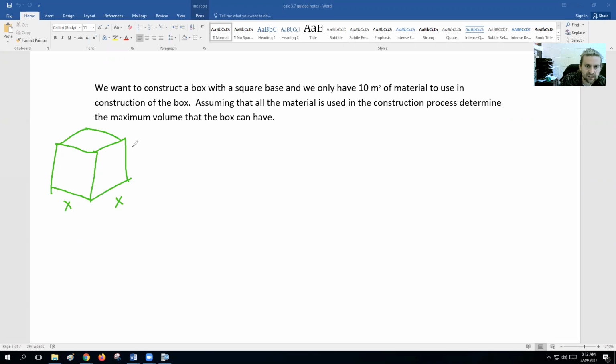So both of those sides are x, and then we have this height here. Just like the problem we did, this might be a little bit easier to do. We know that we want to find the maximum volume, right? So the volume is x times h. We probably want to change this h so we can maximize the volume.